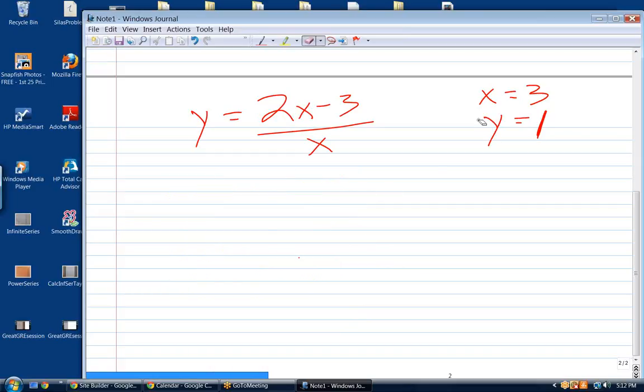And with y, you can do the same thing. They basically are saying plug in 3 for x and figure out what y is.